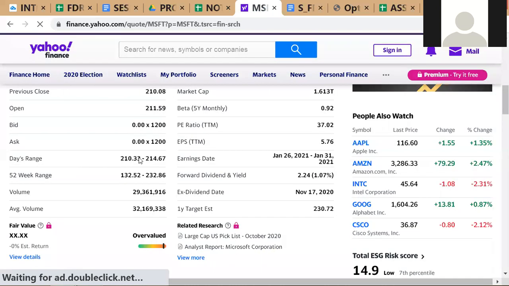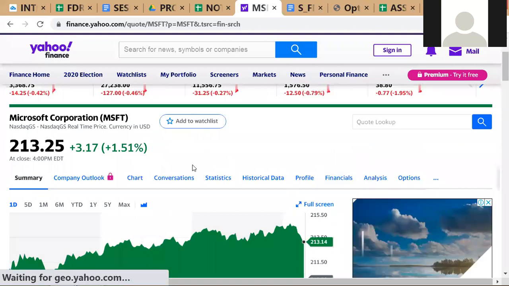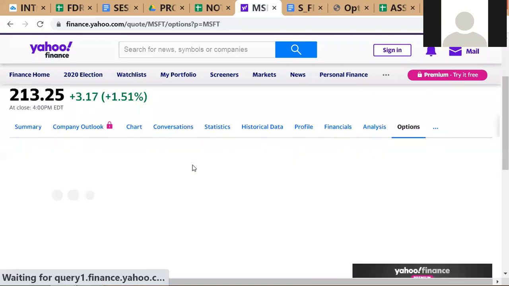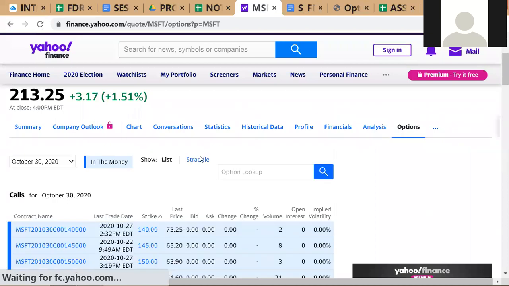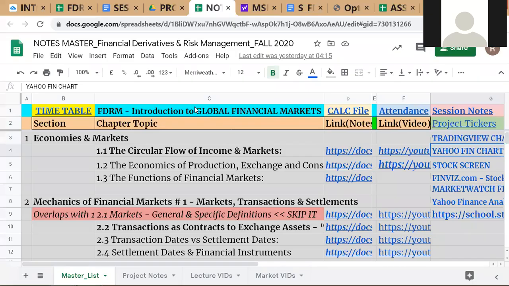And so what we'll do is I'll go to options under Microsoft, and then I'll hyperlink this so that we don't have to come through this set of clicks every time. So in this case, what I want is, I want it here, option hyperlink.